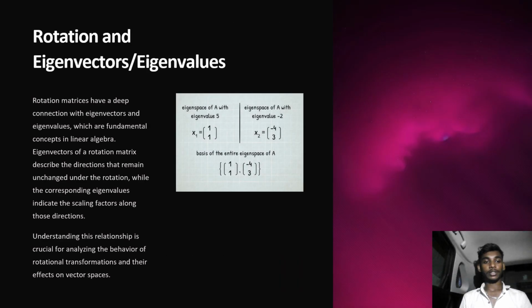Eigenvalues and eigenvectors. Rotation matrices have a deep connection with eigenvectors and eigenvalues, which are fundamental concepts in linear algebra. Eigenvectors of a rotation matrix describe the directions that remain unchanged under the rotation, while the corresponding eigenvalues indicate the scaling factors along those directions. Understanding this relationship is crucial for analyzing the behavior of rotation transformations and their effects on the vector space.